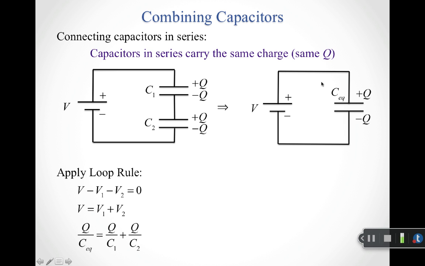But the equivalent capacitor, combining these two, my loop rule here tells me that has to be equal to the voltage of my battery. So I can write the voltage of my battery as the charge on my equivalent capacitor divided by the equivalent capacitance. This is just using our fundamental rule, Q equals CV, where now I'm just solving for V.